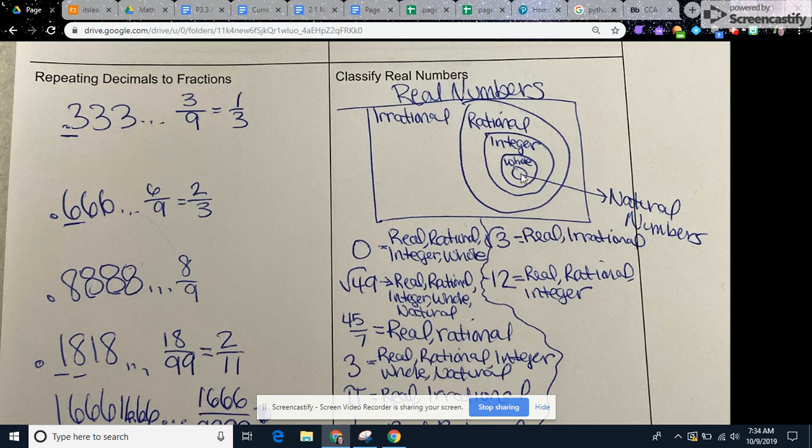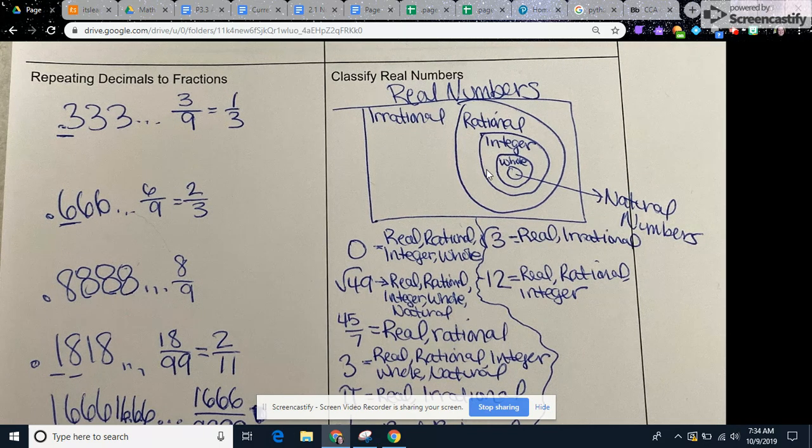And then inside that, you have your natural numbers. These are the ones where you naturally start counting. When I tell you to start counting, you start at 1. So it's 1, 2, 3, 4, 5. So 0 is not a natural number. Down here are some examples.